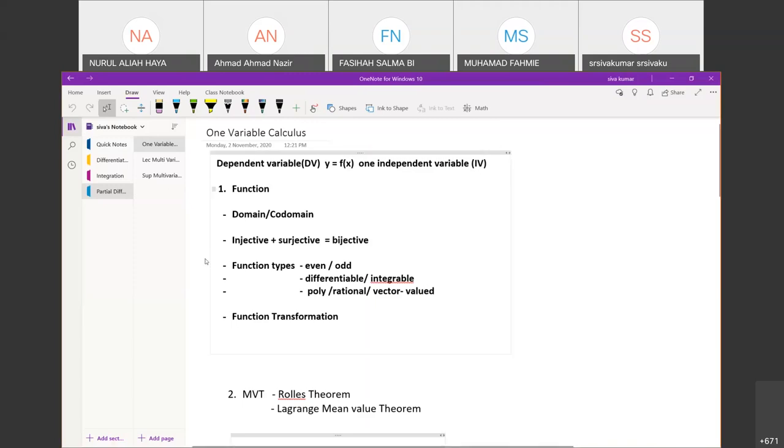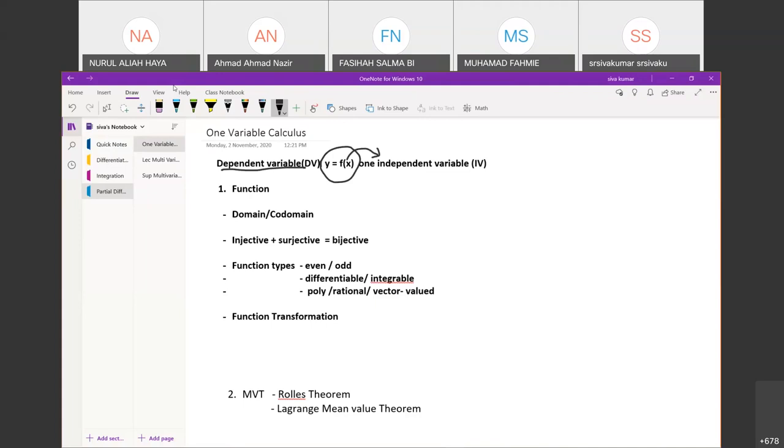This one I normally do in the intro, because I don't want to waste a lot of time here. The first thing: in one variable calculus, you already learned two very important parts. Let me start. The first important function that I want you all to understand is this: y equals f(x). When you see y equals f(x), it means there are two important messages that you need to grasp.